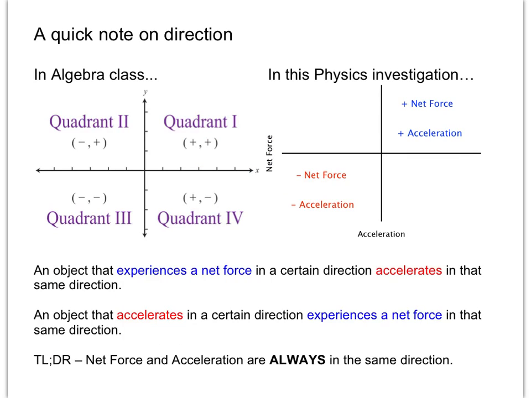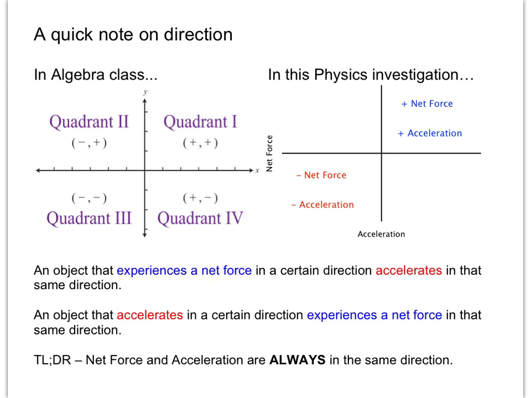So quick note on direction: in algebra class, we know that there are 4 quadrants. And in quadrant 1, if x is positive, so is y. Quadrant 2 will have a negative x, but a positive y. Quadrant 3, both x and y are negative. And in quadrant 4, we have a positive x, but a negative y.